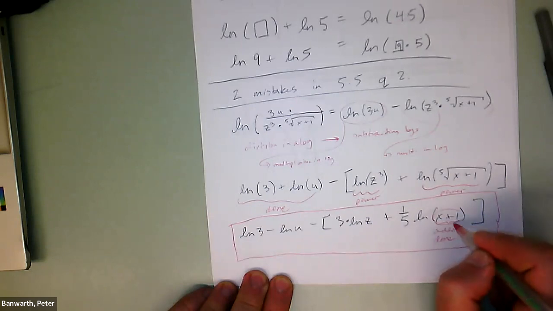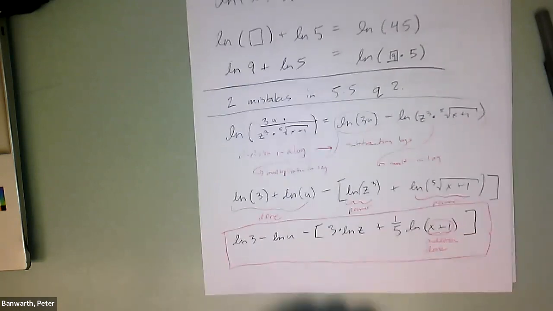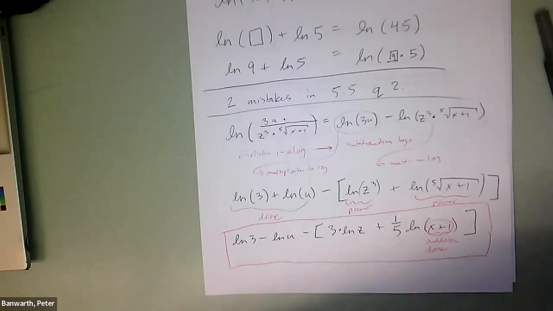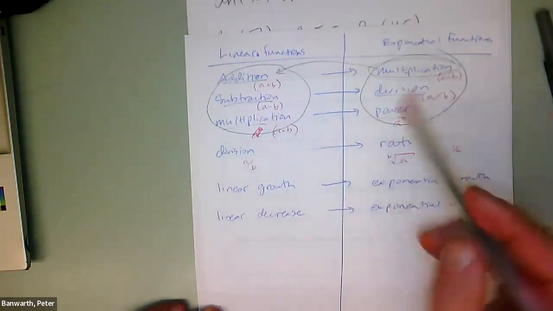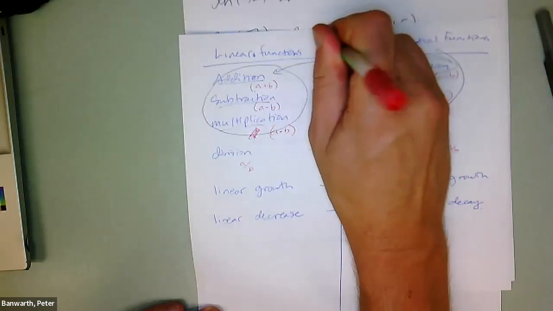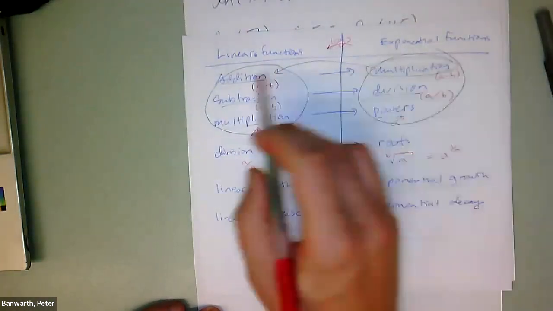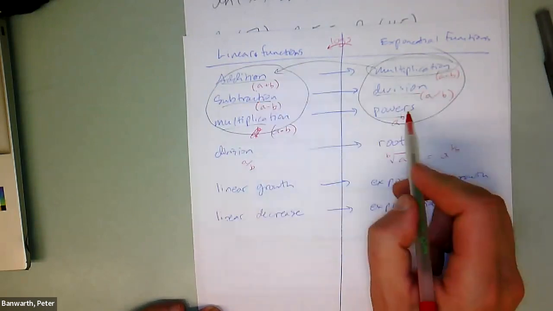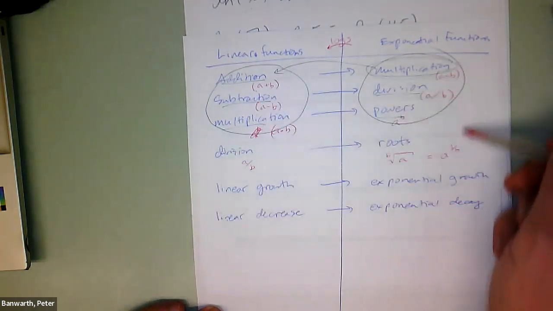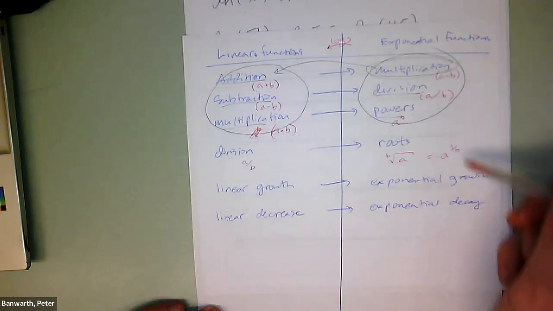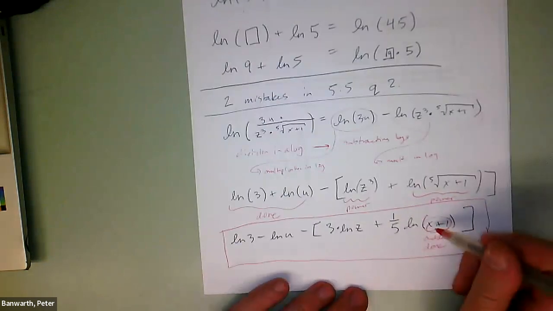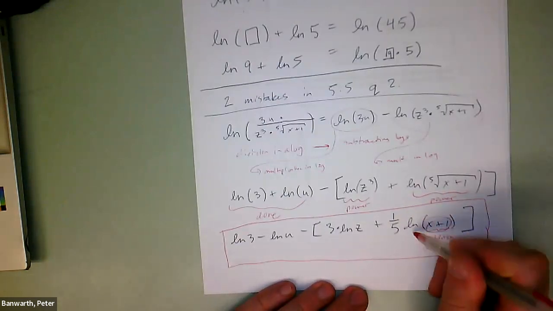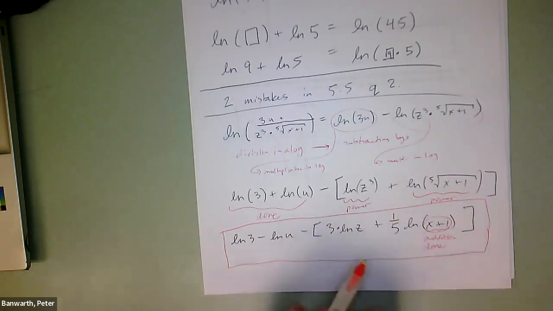So if you're not sure why this can't be expanded more, that's a good time to review this list. Logs take exponentials and take multiplication to addition, division to subtraction, powers to multiplication, but there's no addition over here in exponential functions. So there's no way to go from addition inside of a log to anything else. But once you see just plain old addition inside of a log, you're done. All right.